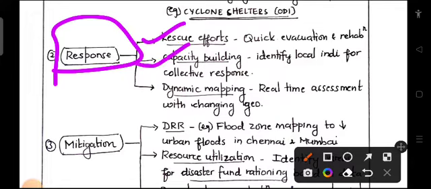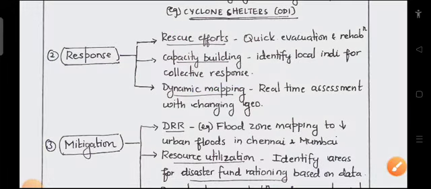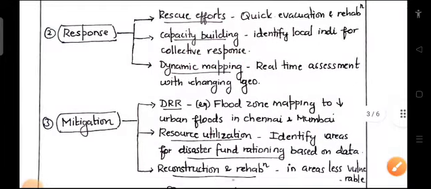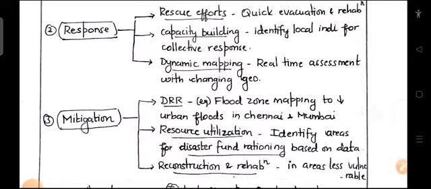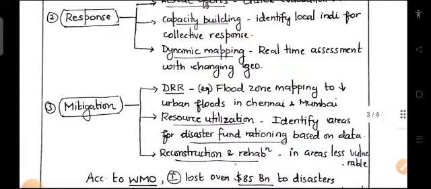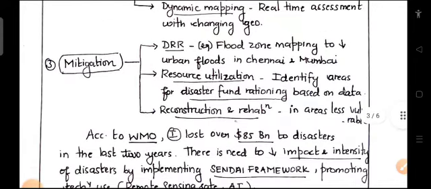The next step is capacity building. We have to identify local individuals for collective response because they might have some previous experience also. So we need capacity building facilities. The next one is dynamic mapping, real-time assessment with changing geography, because each time the extent of the issue and impact may differ. So we need dynamic mapping also. It shouldn't be static.